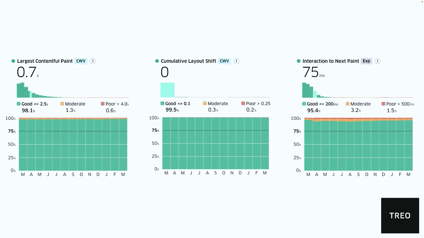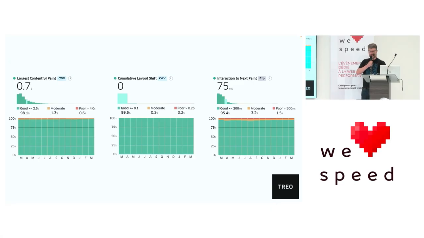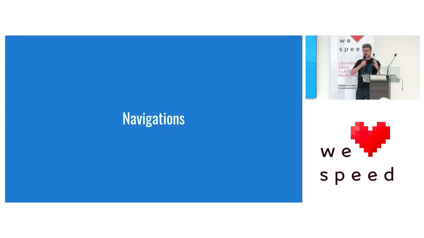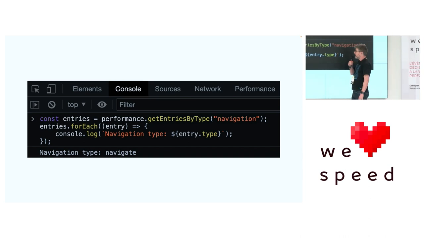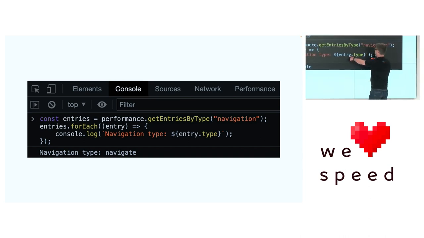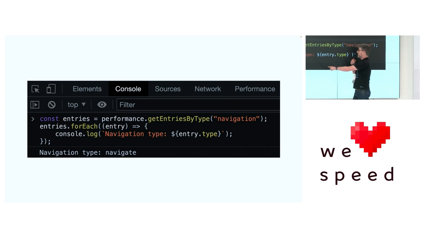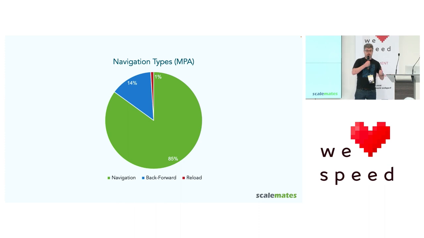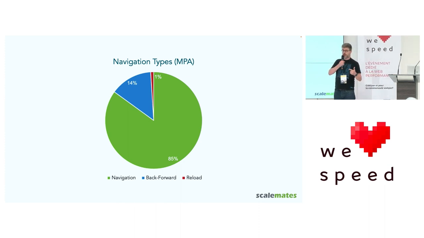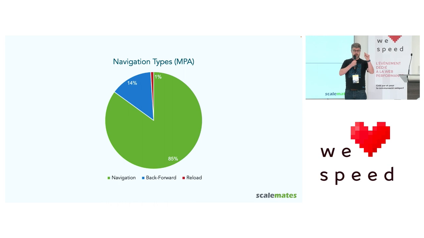Now, in order to get there, I had to tweak and tune a lot. And this is also how I came to the concept of human visible navigations. Let's start at the back: navigations. If in your browser console you type this and get the entry type, you either get navigate, back forward, or reload. Navigate is when you click on a link.